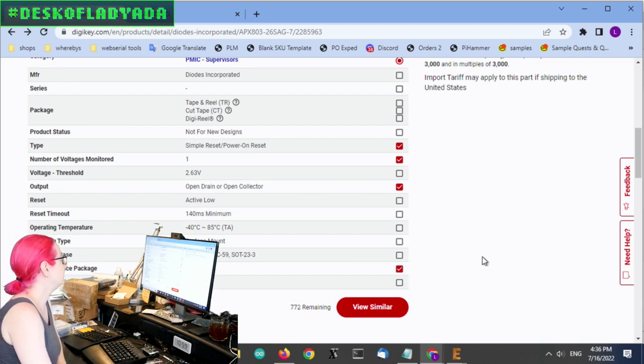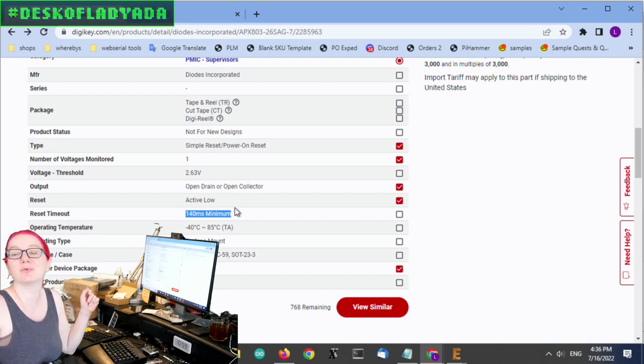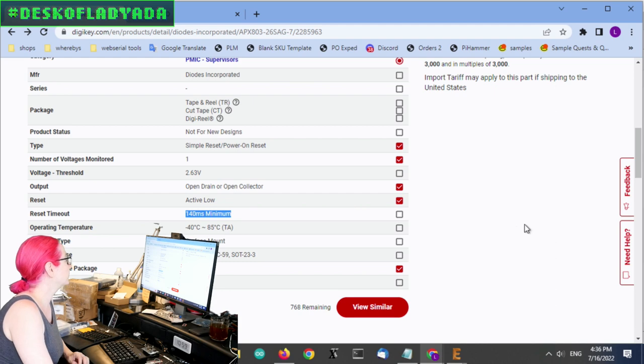And we do want it in that SOT23 for an active low reset. For the reset timeout, I don't really care. This one is about 140 to 200 milliseconds. I'm flexible. Also, the voltage threshold, I'm flexible. So let's view similar.